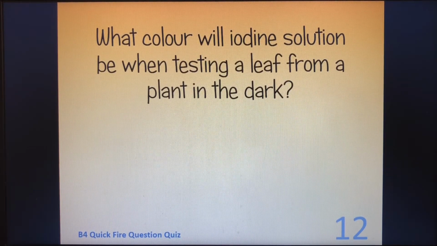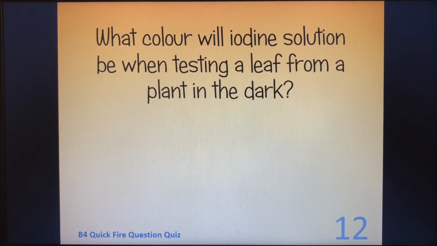And the answer is, actually I'm going to pause a minute because I think this one takes a bit of thinking. So just think it through. What's happened to the plant in the dark? Starch, no starch. Okay, make that decision, and then what colour will the iodine be as a result of that?